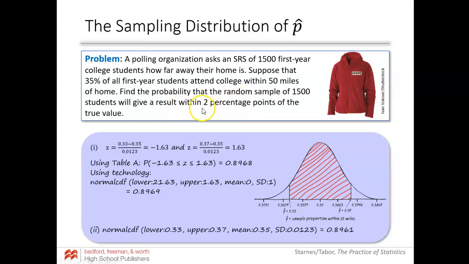Well, remember, the question was within 2 percentage points of the true value. So 35% is the mean, but if I go up and down 2%, that takes me to 33 and 37%. So that's where they're coming up with these endpoints to the interval. I apologize, I skipped over that. So either way, you're going to get a probability value of almost 90%.